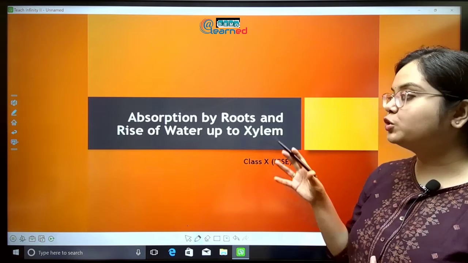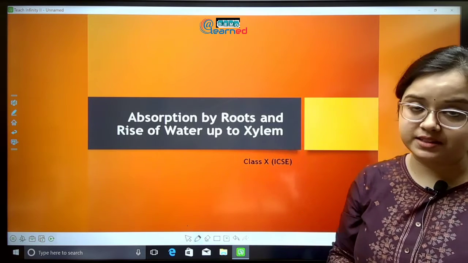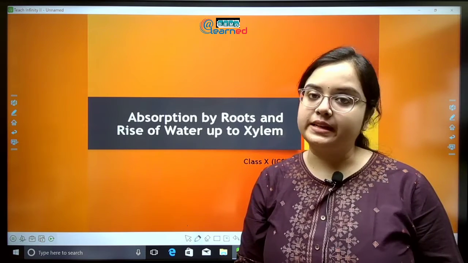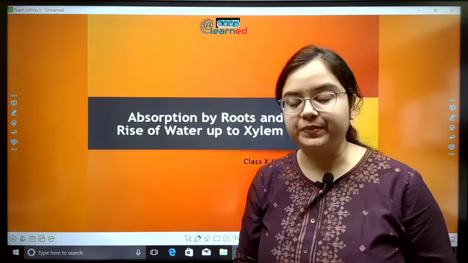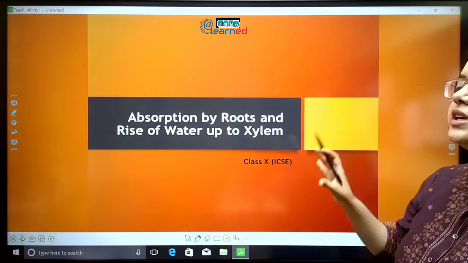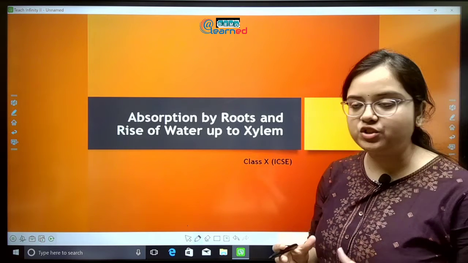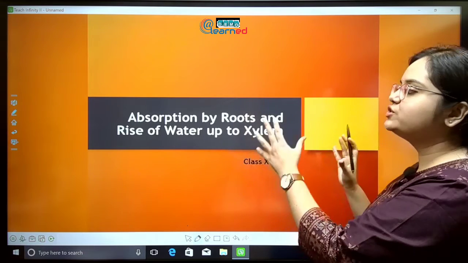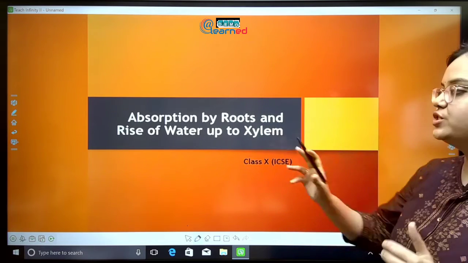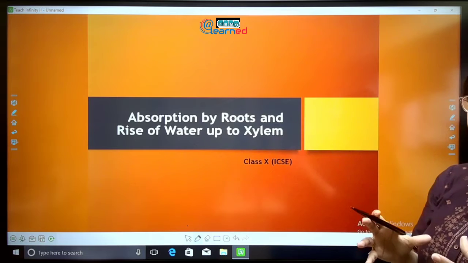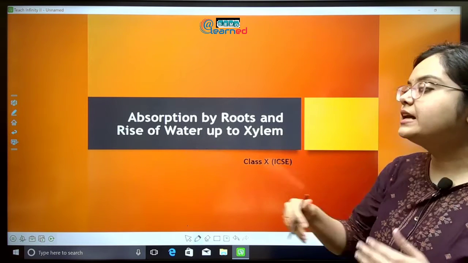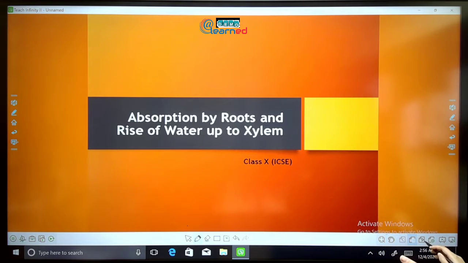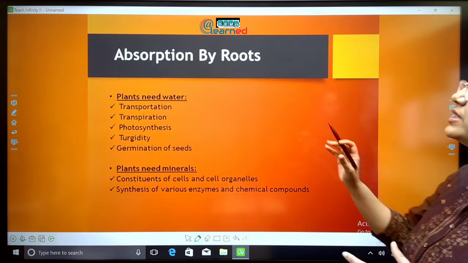Now this is the fourth chapter in our class 10 ICSE syllabus. This is the new revised syllabus, published by the ICSE board in the month of November. With this chapter we are going to start off with plant physiology, and as you can see, first of all we can divide the chapter into two stages. One is the absorption of water and minerals by the roots, and next, how this water is transported through the xylem. I'm going to take you through the next slide, which is absorption by roots.